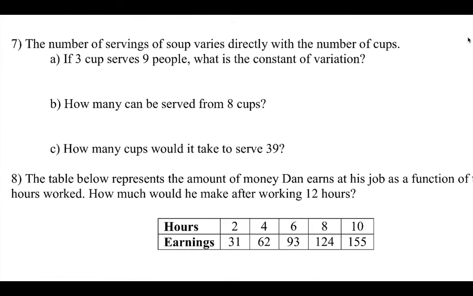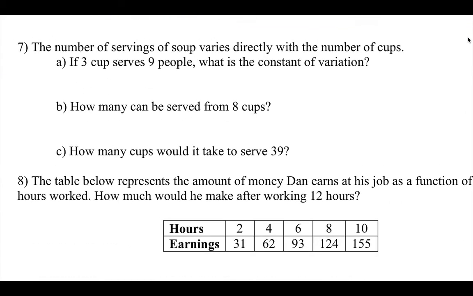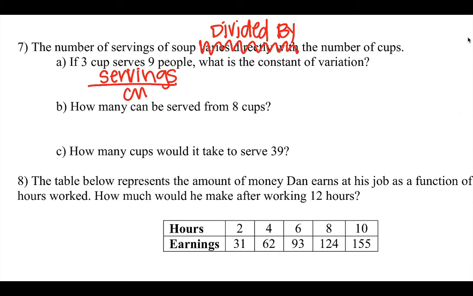Let's look at number 7 and see what's happening. The number of servings of soup varies directly with the number of cups. So now it says the number of servings of soup divided by the number of cups. So I've got servings divided by the number of cups.